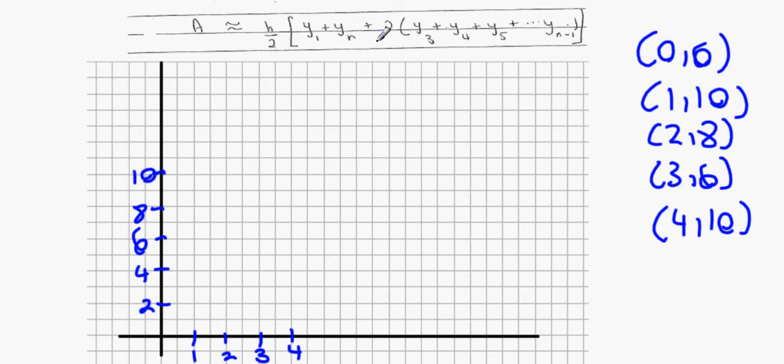So what we're going to have here is the following. We're going to have 0, 6 being the first point, 1, 10 being the second point, 2, 8 being the third point, 3, 6 being the fourth point, and 4, 10 being the last point. So we're just going to quickly draw this in here.